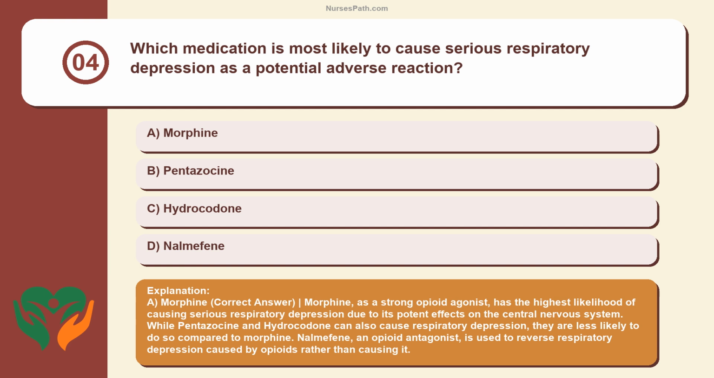to its potent effects on the central nervous system. While pentazocine and hydrocodone can also cause respiratory depression, they are less likely to do so compared to morphine. Nalmefene, an opioid antagonist, is used to reverse respiratory depression caused by opioids rather than causing it.